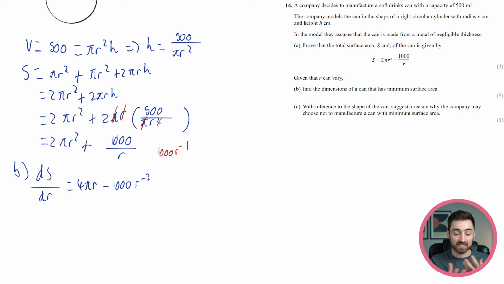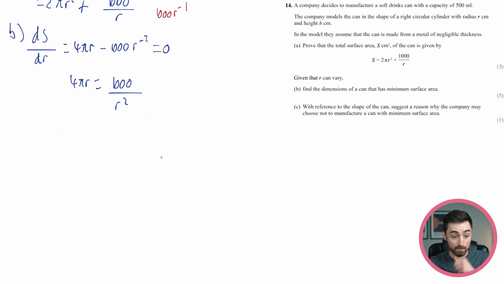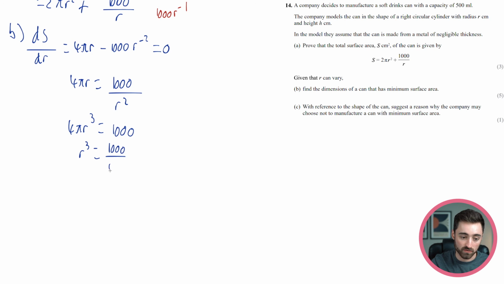Cool. Now, stationary points, right? Minimum, maximum, they're stationary points. We find stationary points by setting the derivative equal to 0. So I've got an equation, haven't I? I've got 4 pi r equals 1,000 divided by r squared. Just solve for r, so I'm going to multiply by r squared to get 4 pi r cubed equals 1,000. I'm going to divide by 4 pi to get r cubed equals 1,000 over 4 pi. And then I'm going to get r as the cube root of 1,000 over 4 pi.